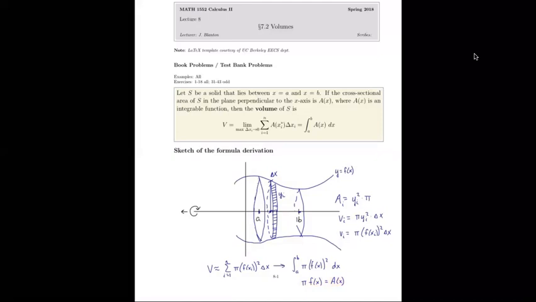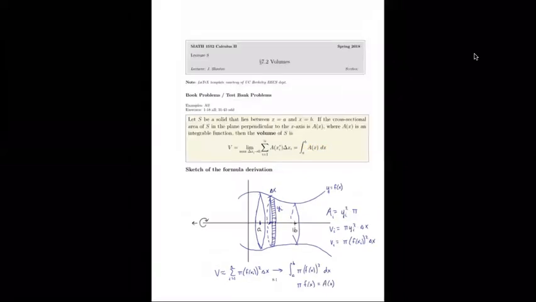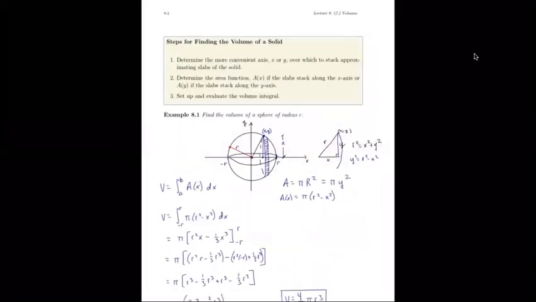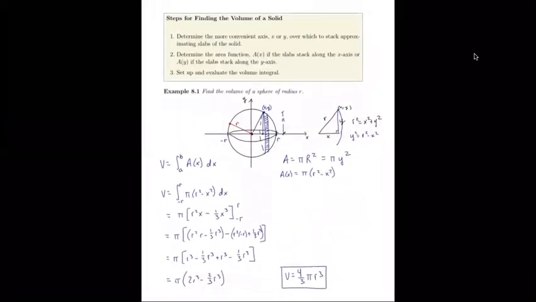So again, to recap what the goal is, we don't need to remember the derivation, but seeing it helps us understand what we're doing in this section. The goal is to find an area function that represents the cross-sectional area at any x value between a and b, and then we can plug that area function into an integral from a to b, and we've got the volume of our solid that we're interested in. So let's have a look at our first example. Some of these will be examples in the textbook, some will be exercises, but all are useful.